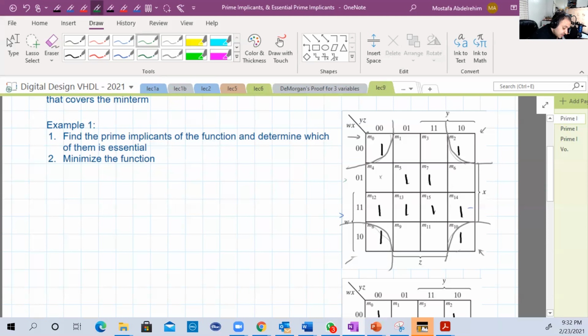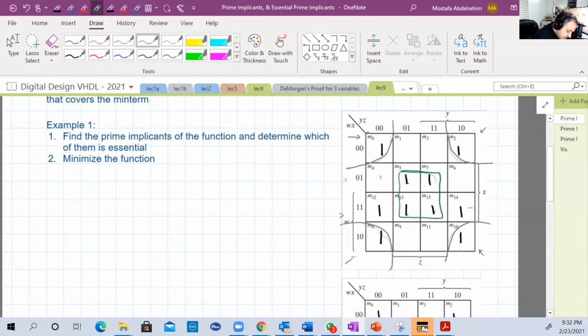Let's go to the second row. This is a free cell. Then this one can be grouped with that one here. But remember, these four are adjacent, so this is another group. If you can take four, don't take the two. We always look for the maximum group of ones that this cell can be contained in. This is a prime implicant.